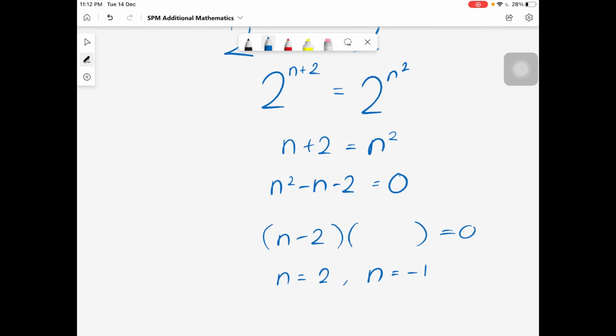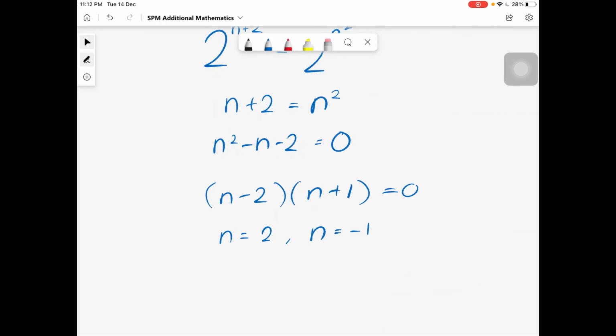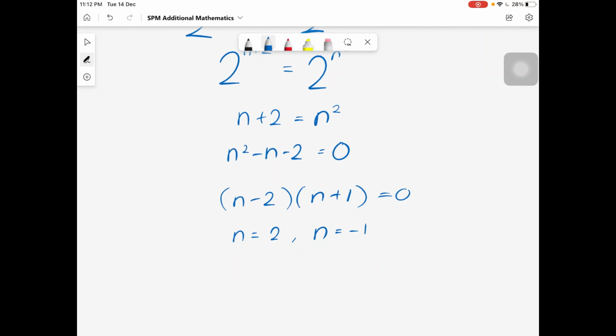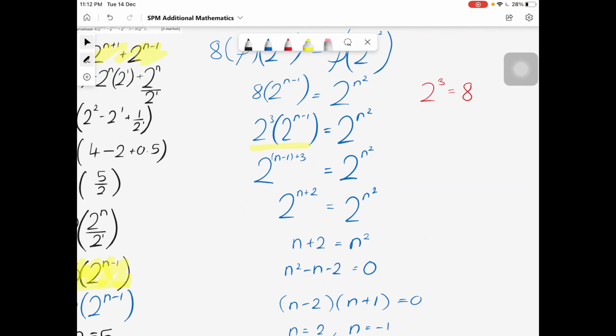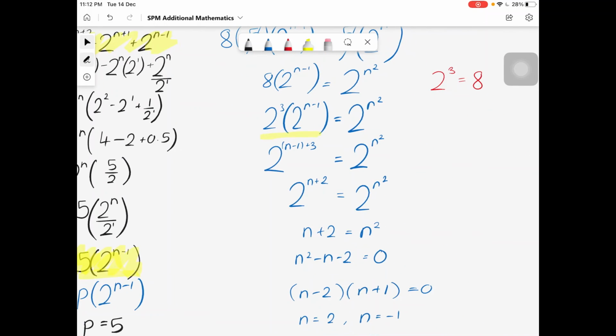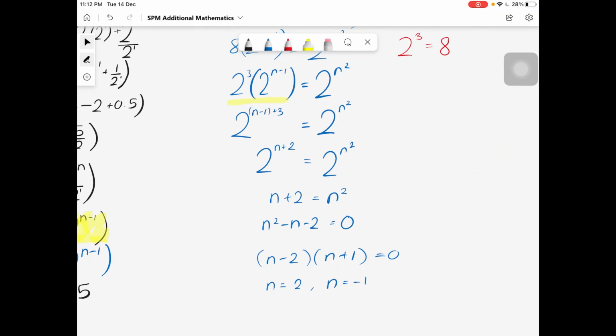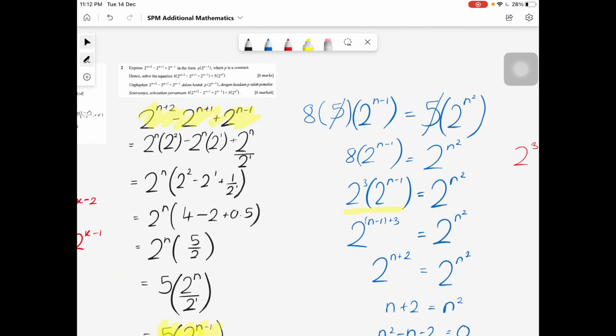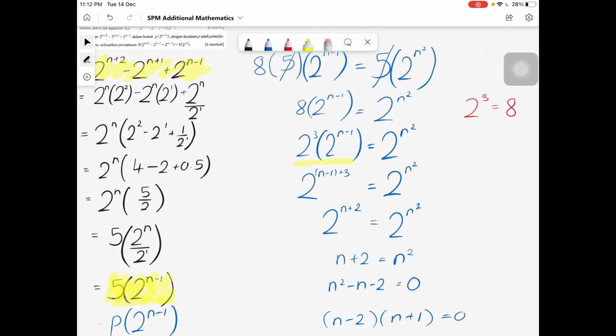So you write here n minus 2 and n plus 1. To double confirm your work, make sure that when you expand here and here, as well as here and here, you get this value, n squared minus n minus 2. Whenever you factorize, you should do this. This is good practice to make sure that your answer is correct. Sometimes you would accidentally key in your calculator wrongly for the quadratic equation.